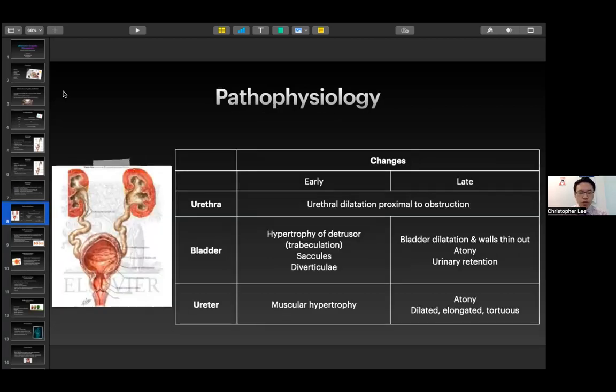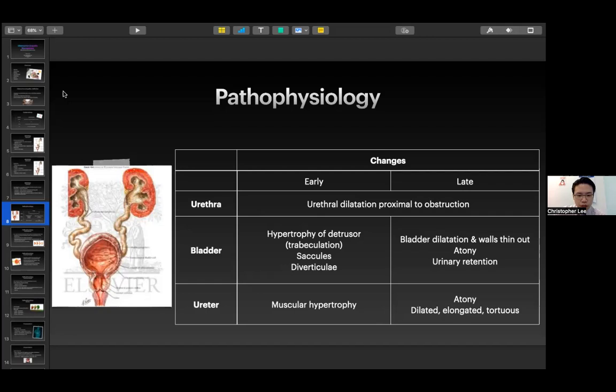Next, we move on to the pathophysiology of obstructive uropathy. So I've divided this into a few sections. In the urethra, the changes that occur are proximal dilatation due to the obstruction itself. In the bladder, in the early phase, there's compensatory hypertrophy of the detrusor to try and overcome the obstruction, which is seen as trabeculations on cystoscopy.